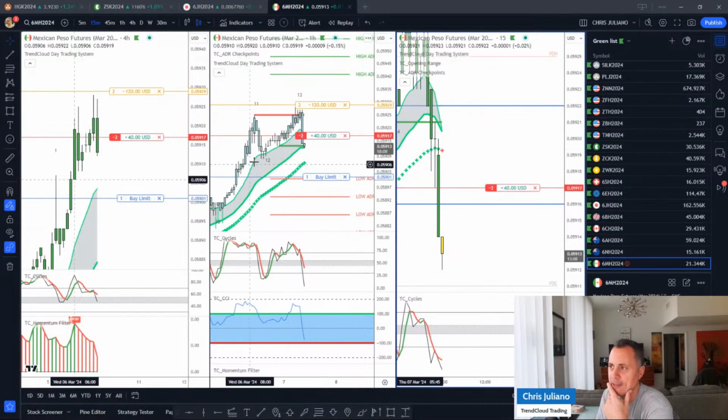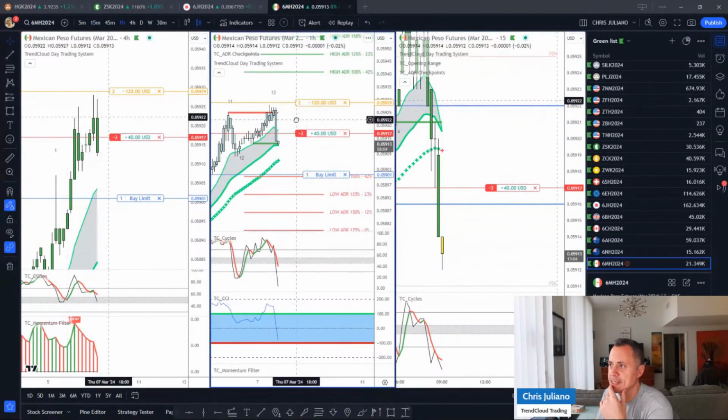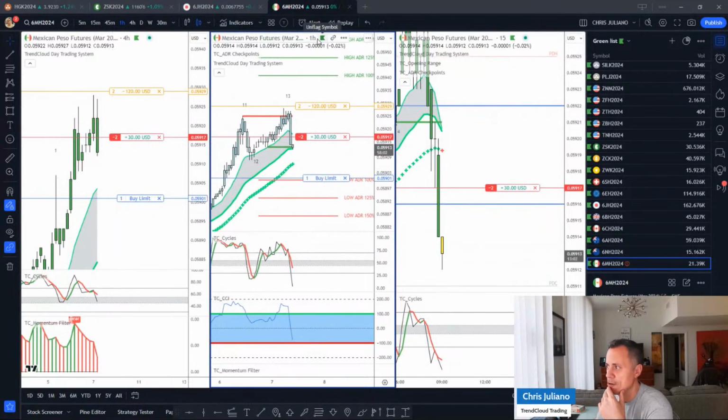And that means trying to pick extended trends. You can see when the candles turn blue, that the trend is extended. And we've got that on the 1 hour chart on the Mexican peso, actually. And yesterday is when we got into this trade. We got in at an ADR checkpoint.